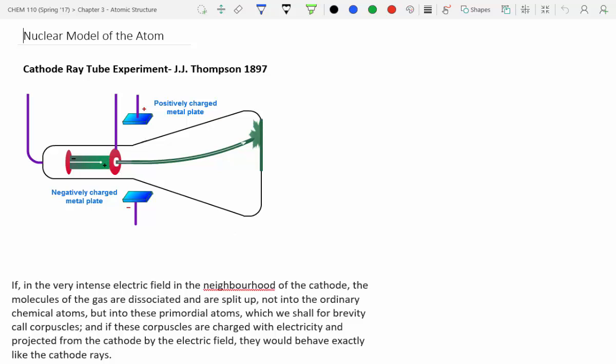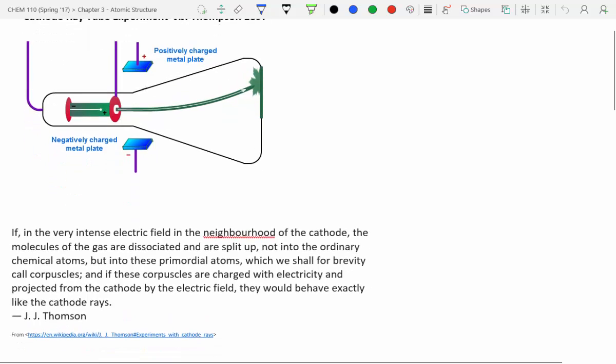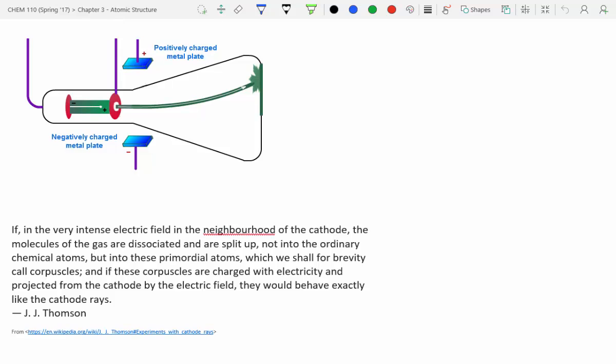So he ended up winning the Nobel Prize for this, even though he was somewhat incorrect, which is a little bit weird to think about. And I like this quote. It says, if in the very intense electric field of the neighborhood of the cathode, that's that positively charged plate, the molecules of gas are dissociated and split up, not into the ordinary chemical atoms, but into those primordial atoms, which we shall for brevity call corpuscles. So he's just making up things at this point.